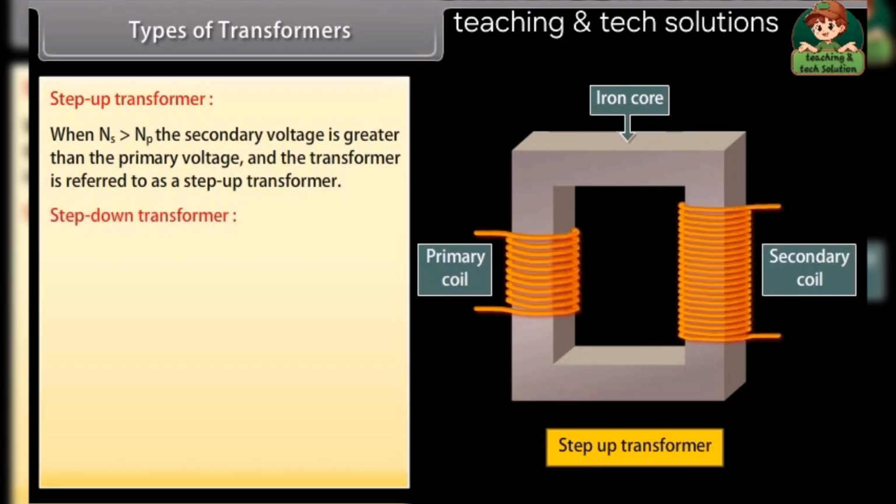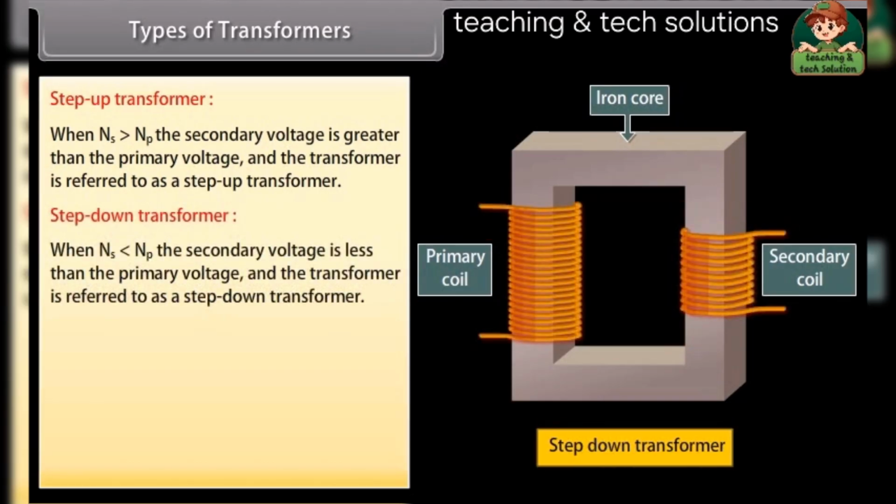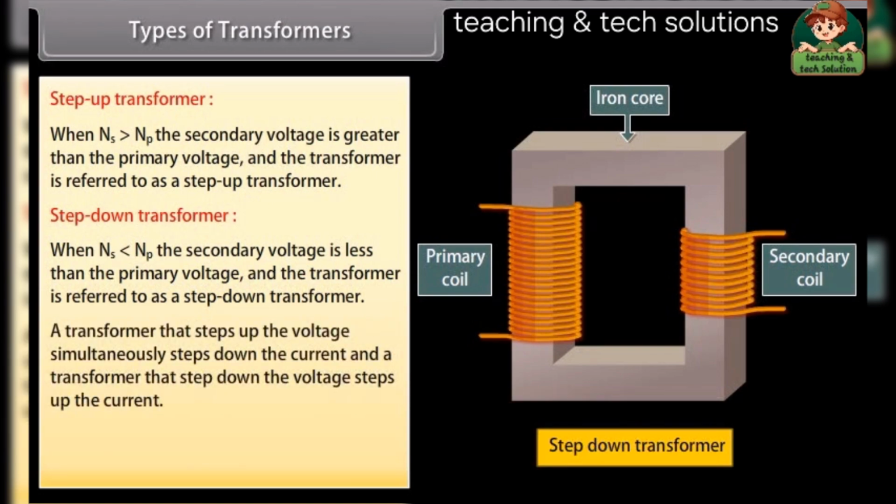Step-down transformer. When the secondary voltage is less than the primary voltage, the transformer is referred to as a step-down transformer. A transformer that steps up the voltage simultaneously steps down the current, and a transformer that steps down the voltage steps up the current. IS by IP is equal to VP by VS is equal to NP by NS.